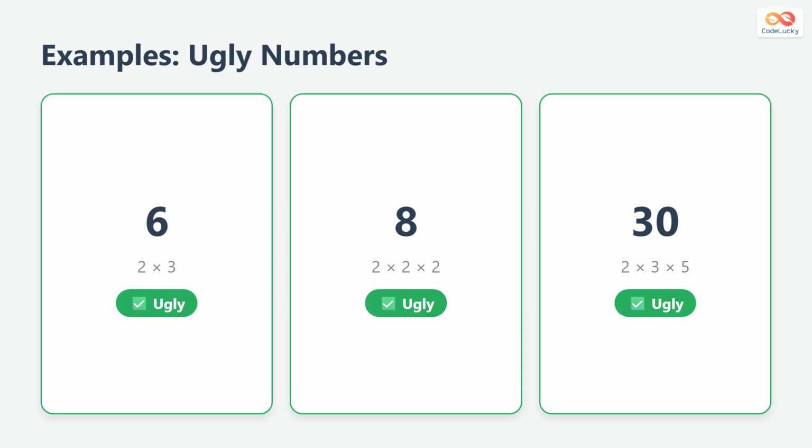Let's look at some valid examples. 6 is an ugly number because it breaks down into 2 times 3. 8 is also ugly because it is just 2 times 2 times 2. 30 is valid as well, composed of 2, 3, and 5.